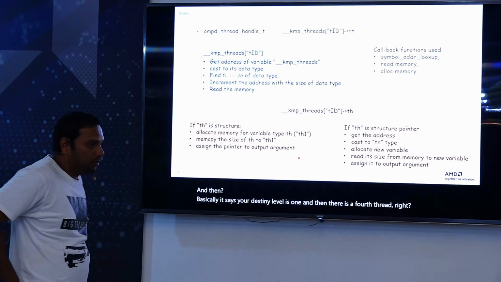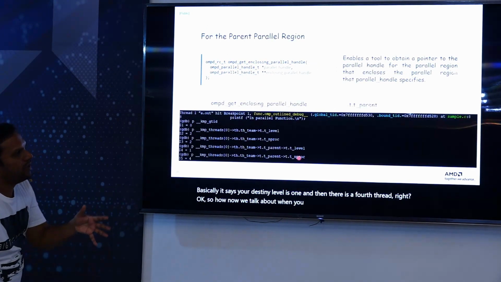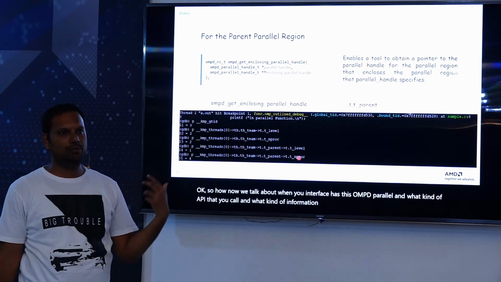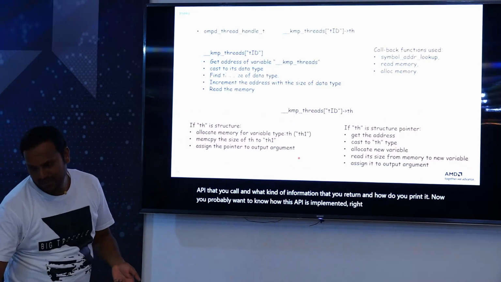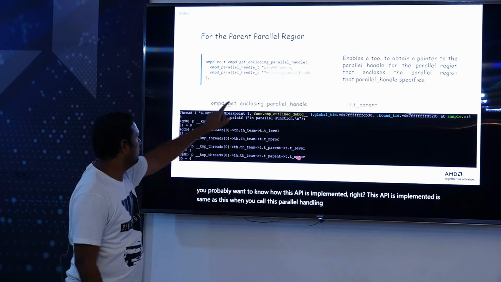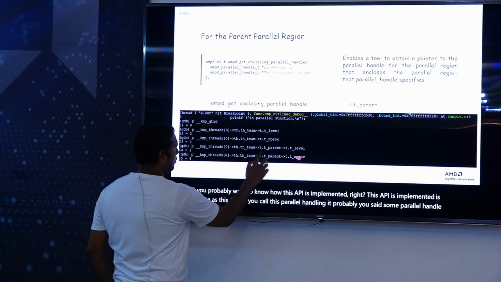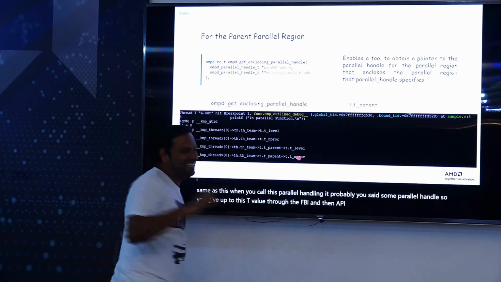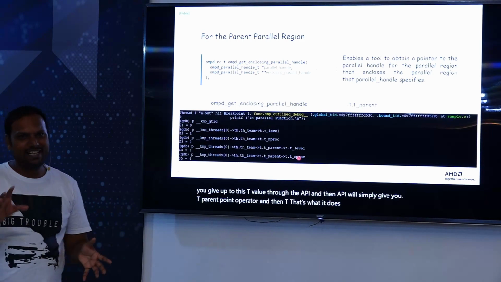Okay, so now we talk about when the interface has this OMPD parallel, what kind of API you call, what kind of information will be returned, and how you print it. Now you probably want to know how this API is implemented, right? This API is implemented the same as this. When you call this enclosing parallel handle, the API is supposed to give the enclosing parallel handle. So you give this T value to the API, and then the API will simply give you the T parent pointer. That's what it does. But it's not as straightforward as it looks.